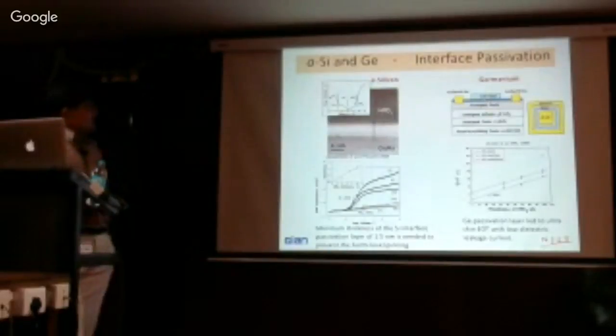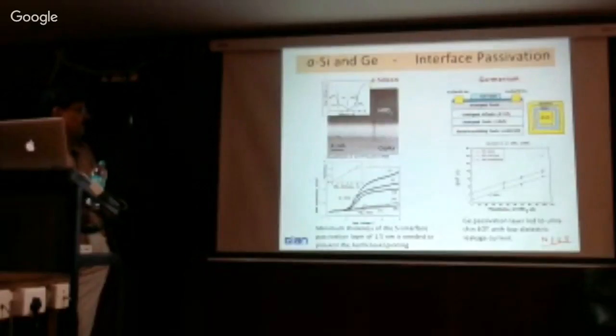And then the germanium interface. Some people put even germanium at the interface as a germanium passivation, so they were trying to reduce the EOT. Germanium passivation led to ultra-thin EOT. Okay, the EOT can go down with low dielectric leakage current. But again, a similar problem: this is not high quality devices.